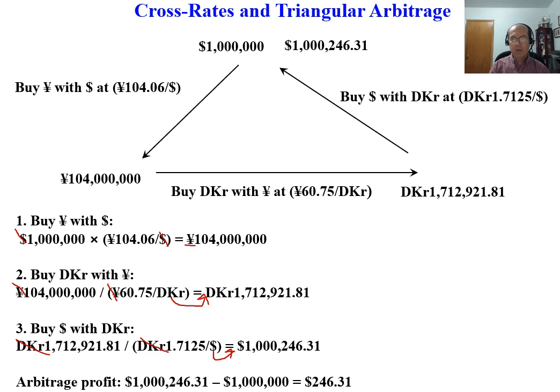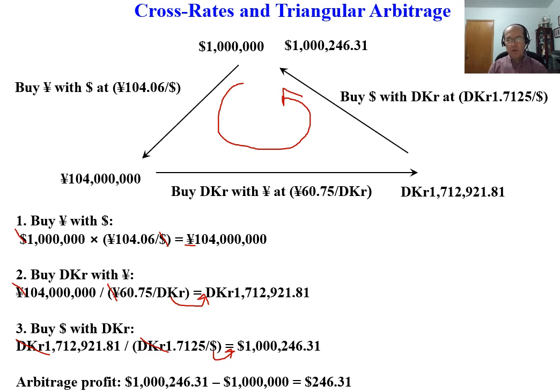And this arbitrage trading is called triangular arbitrage, because it's like a triangle. We start with one currency, we go to the other, and then we complete the triangle. And what will be the impact of the trading? This arbitrage opportunity will not last long. Why will it not last long?